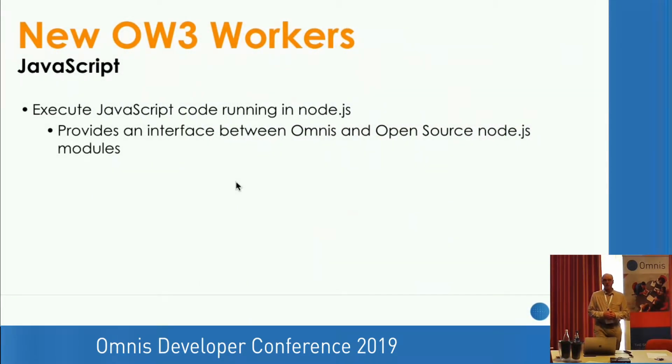As I say, the JavaScript worker is something Klaus will talk about in a separate session, but it will allow you to execute any JavaScript pretty much you want running in Node.js. So you've got a nice interface between Omnis and open source Node.js modules, of which there are thousands. The only thing to be wary of if you're using any of those in your application is the license. Most of them have got a nice license like MIT, but occasionally there's one that really isn't very compatible with using it for free.